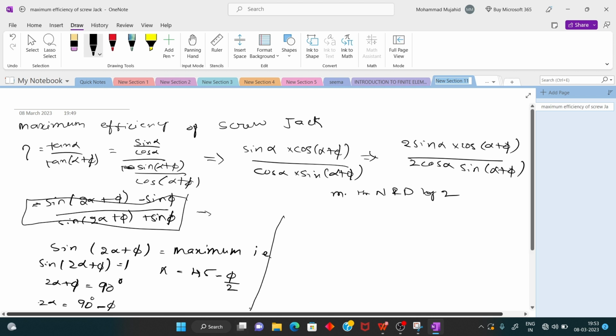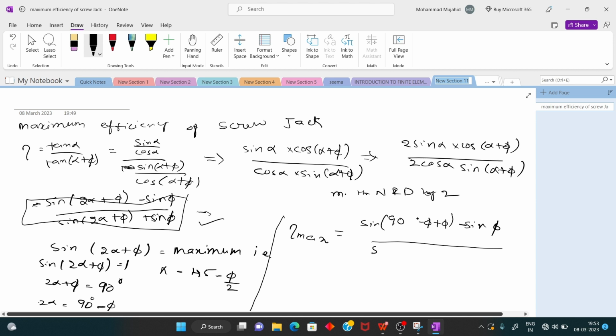And now substituting the value of 2 alpha in this equation, you will have the maximum efficiency. Maximum efficiency will be equal to sine of (90 minus phi plus phi) minus sine phi, by sine of (90 minus phi plus phi) plus sine phi.